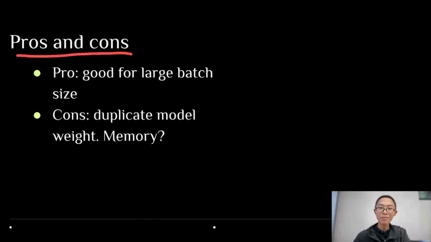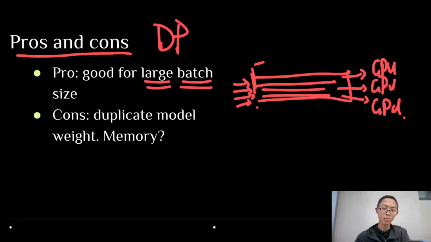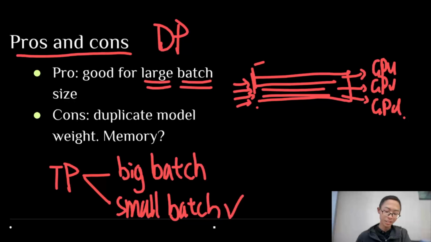Another important question: what is data parallelism good for? Is it good for large batch size or small batch size? What does batch size mean? It means one batch of data, say with 4 requests. So if it's a large batch, we can easily divide each request to 1 GPU. So the bigger the batch size, the happier the GPU. But for tensor parallelism, is it good for big batch size or small batch size? It turns out to be the small batch size.